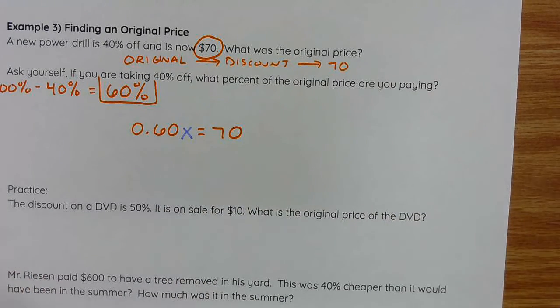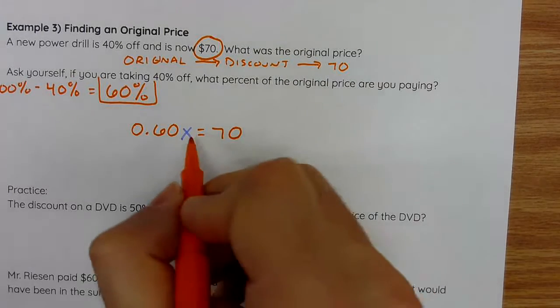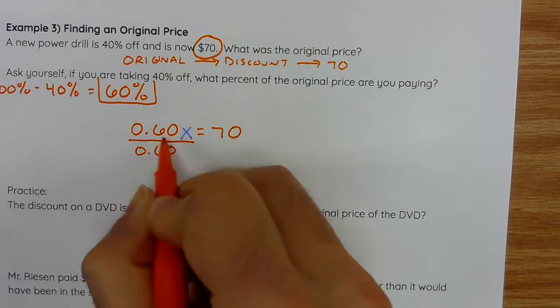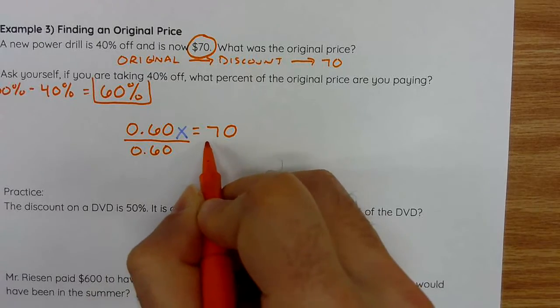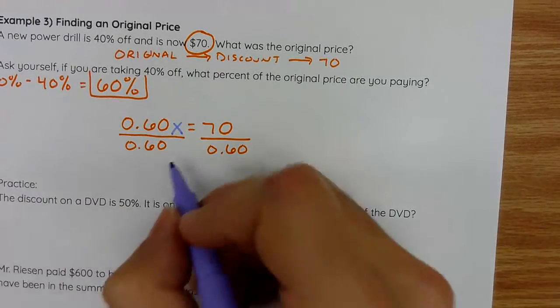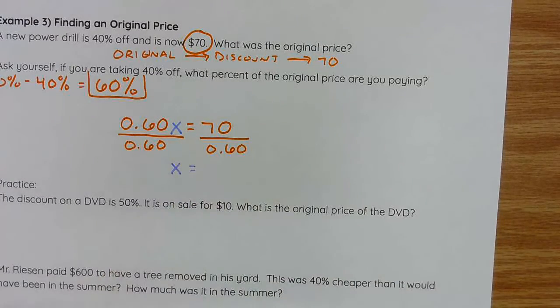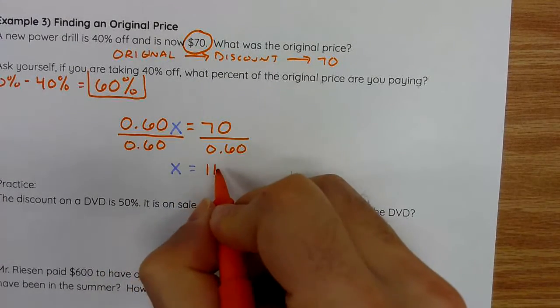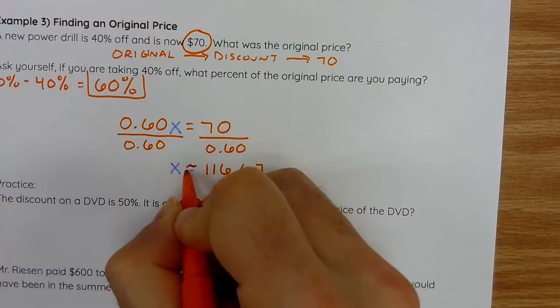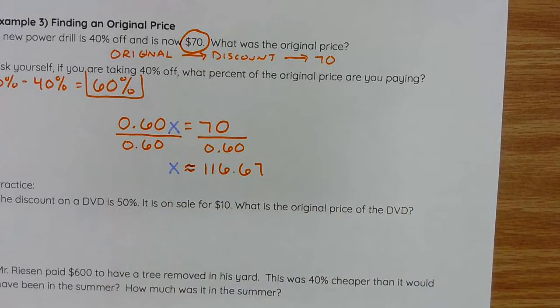Now we have this, so I use the percent equation. If I wanted to solve this, I would just divide by 0.6 on both sides. So I'm going to divide by 0.60 so that these cancel and I'm left with x. And I have to do it on both sides. End up with x equals about $116.67. And because I rounded, I'm going to put the approximate symbol there.